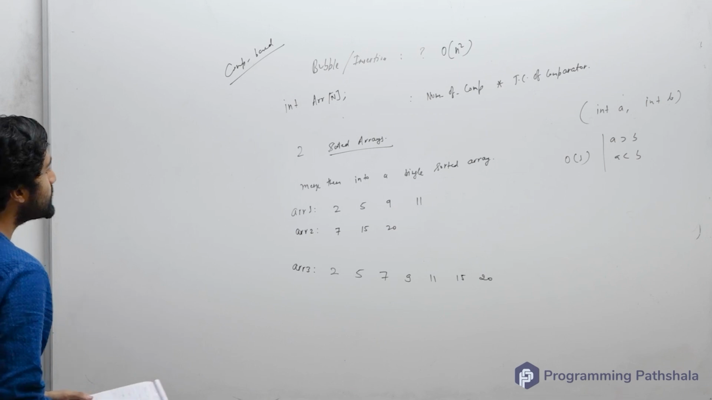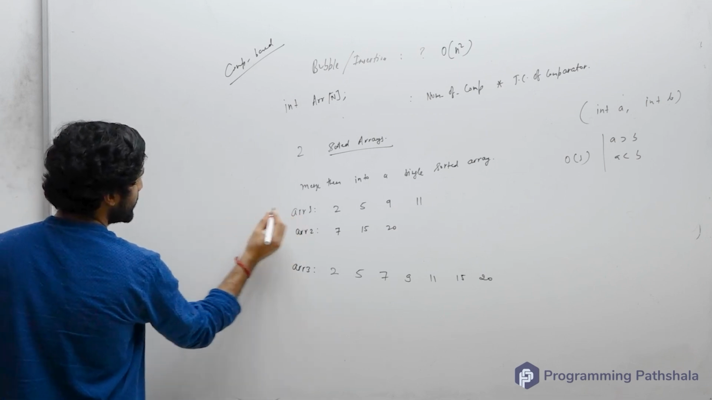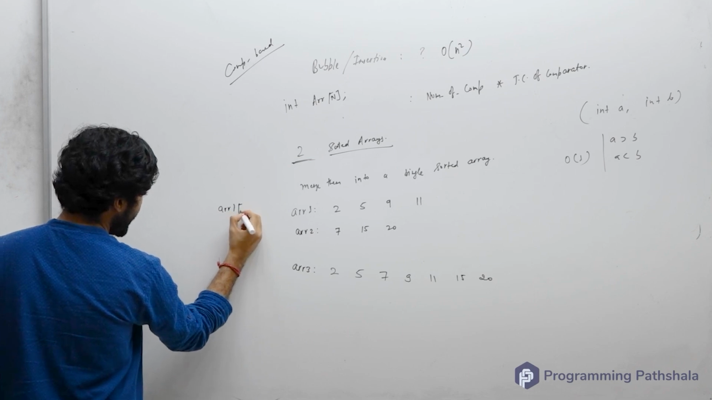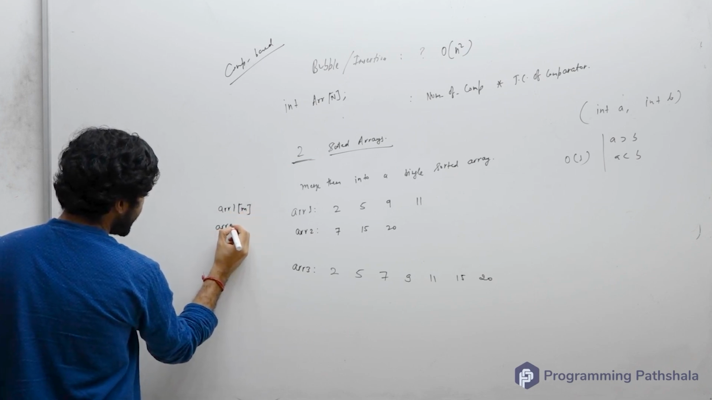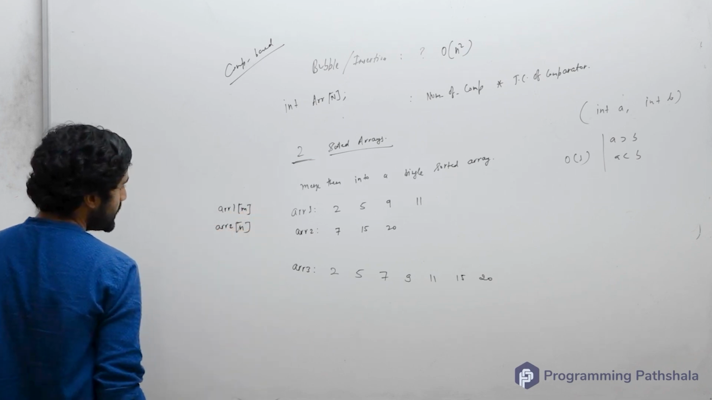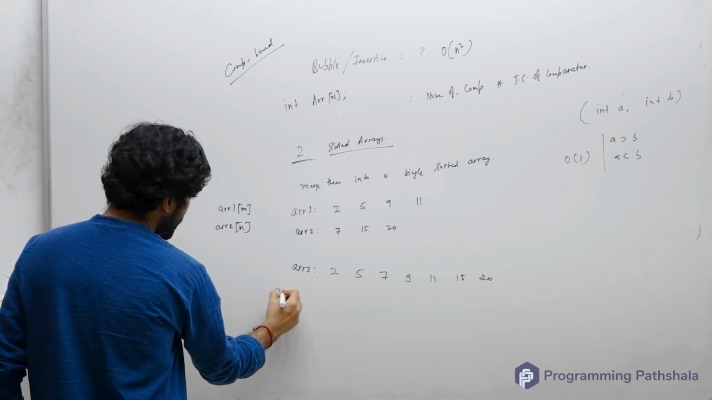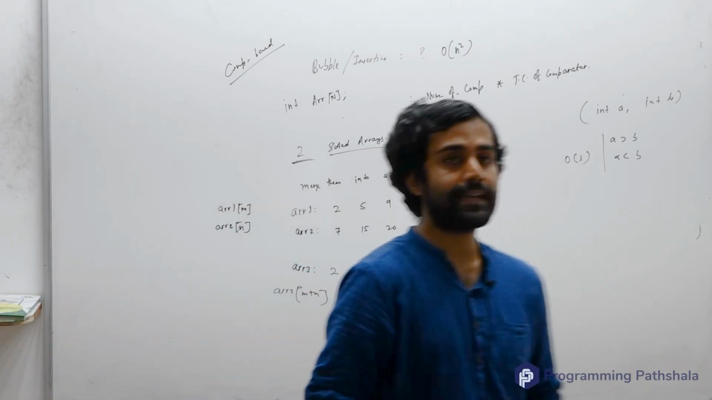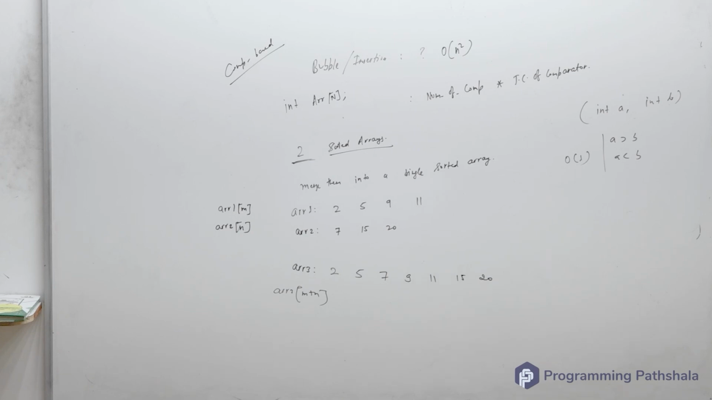One thing is quite obvious: if the first array 1 is of size m and second array 2 is of size n, then whatever is my output array, what should be its size? Its size must be m plus n, right? And all the elements should be present in the sorted format.